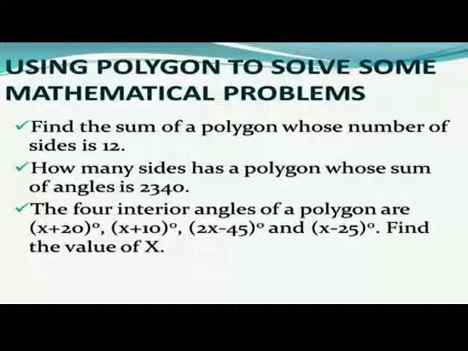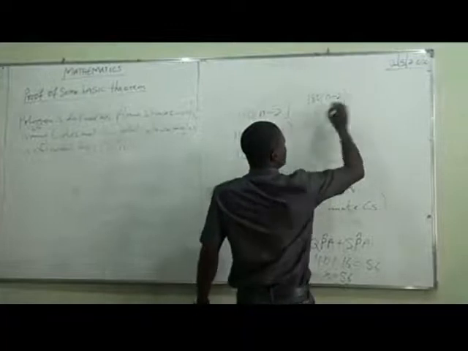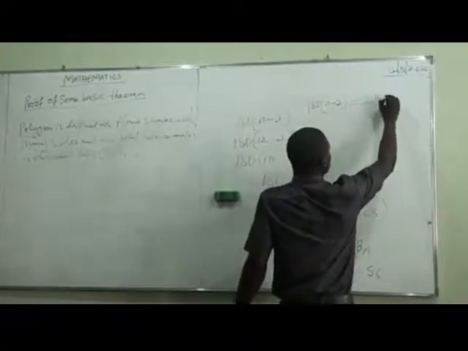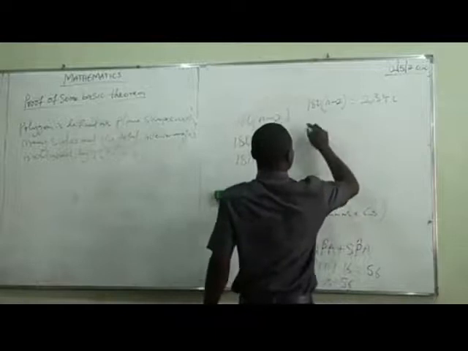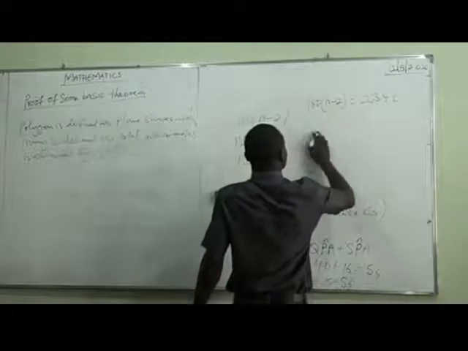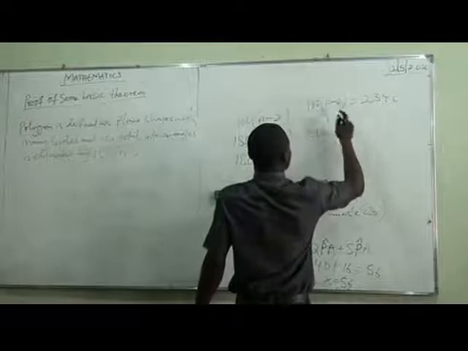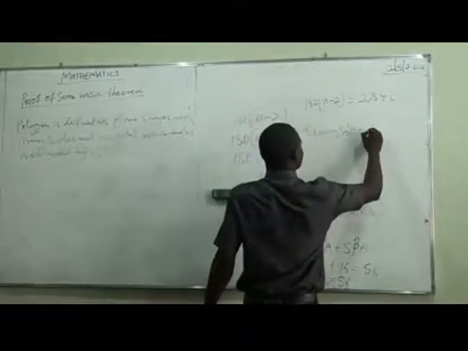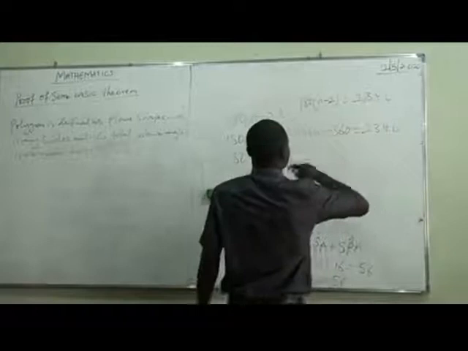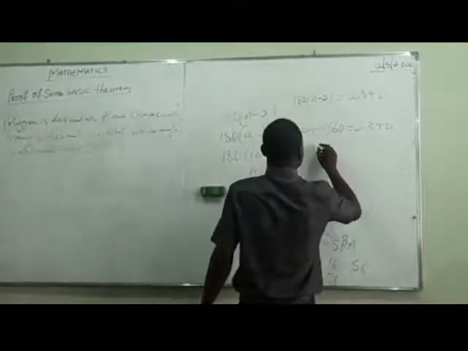Now, if you are given the total sum of the polygon already, and you are to find the number of sides, like we have 2340, what you are going to do is, you say that 180 bracket n minus 2 is equal to 2340. Now 180 will multiply n minus 180 times 2 gives you 360. 180n minus 360 is equal to 2340.